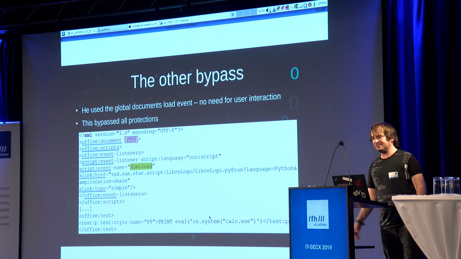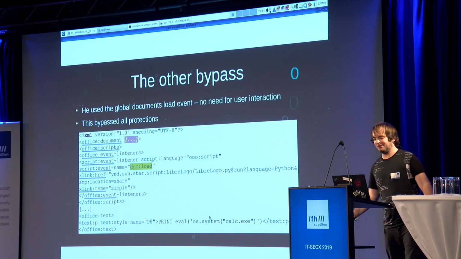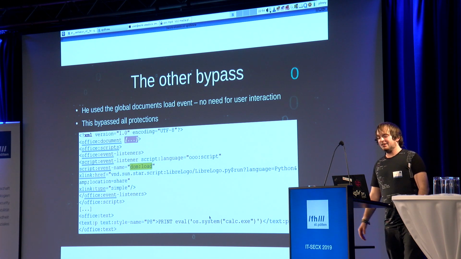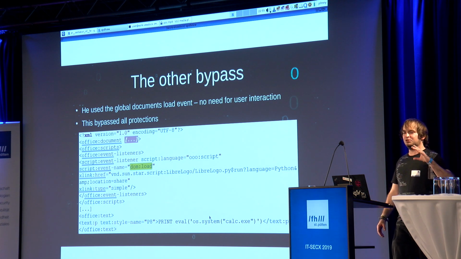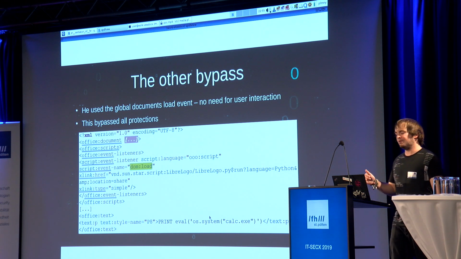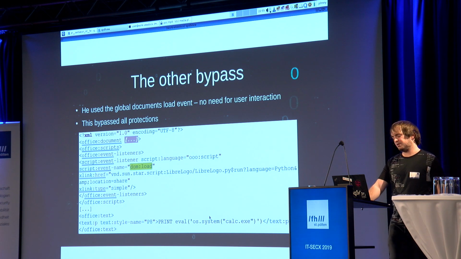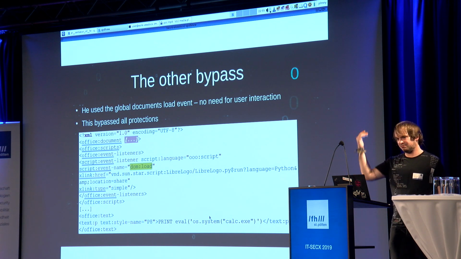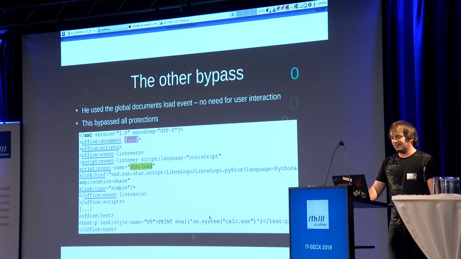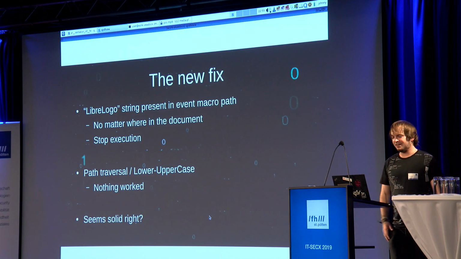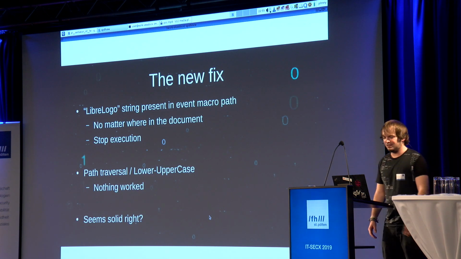And he didn't have to change anything of the payload, because by moving this to the top with the DOM load, he bypassed both protections at once. I'm not totally sure why it bypassed the Libre logo check. I assume it was too early, maybe. I'm not totally sure. And the check in the macro was bypassed because it's not in the document body, because it's at the beginning. Okay, so they had to fix it again.